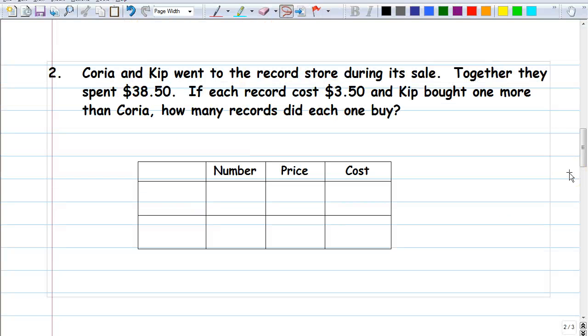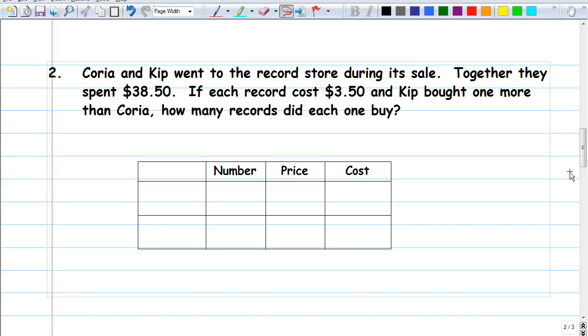Who wants to read example 2 for us? Somebody that didn't get to read. How about Lindsay? Go ahead. Laura and Kip went to the record store during its sale. Together they spent $38.50. Each record cost $3.50, and Kip bought one more than Cora. How many records did each one buy? Now, think about how many unknowns we have in this problem.